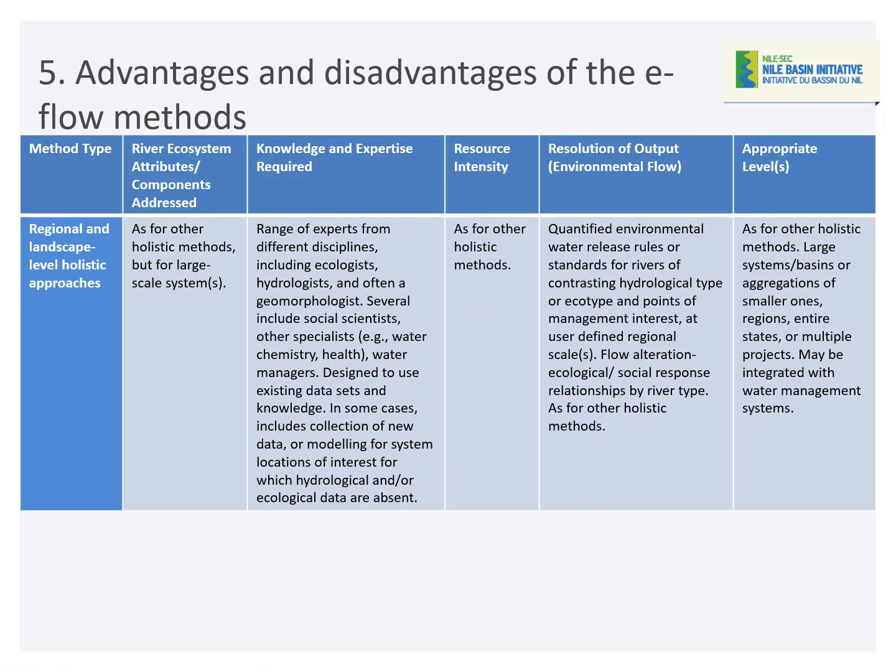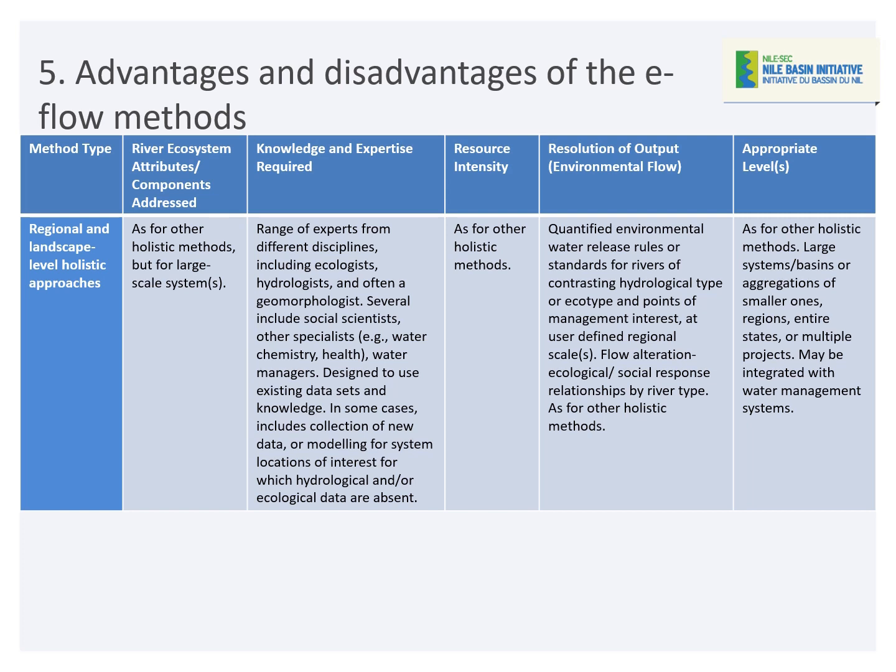And then finally, expanding on the holistic methods to regional and landscape level holistic approaches. As for the other holistic methods, that's the river ecosystem type. Knowledge and expertise from experts of different disciplines is required, including ecologists, hydrologists, geomorphologists. Several include social scientists and other specialists, water chemists and health scientists, for example, and water managers. They are designed to use existing data sets and knowledge in some cases, including collection of new data or modeling for system locations of interest for which hydrological and or ecological data is absent.